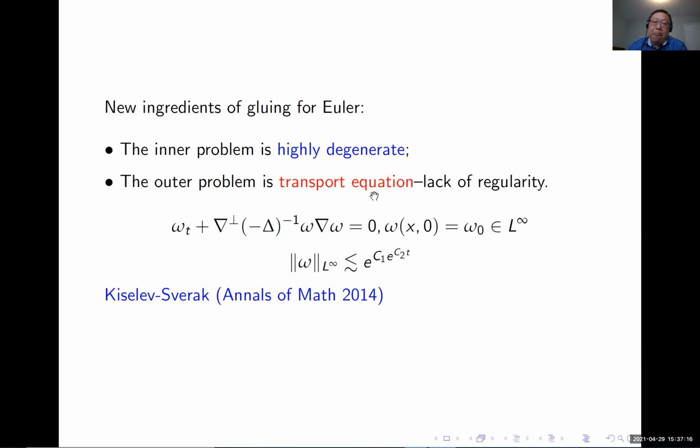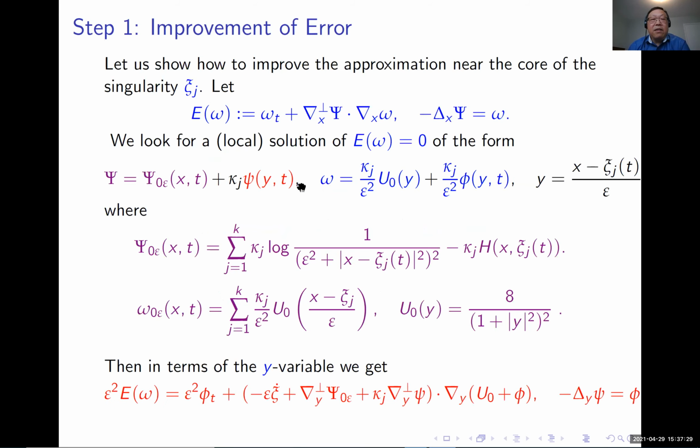So these are the two difficulties in using the Green theory. One is that the inner problem is highly degenerate, and the outer problem is a transport equation. Right? So let's first set up the problem.